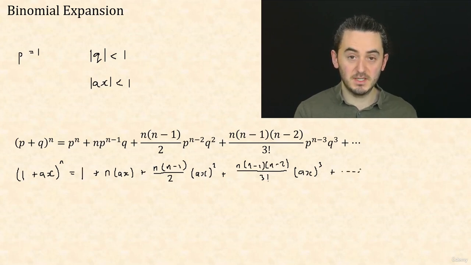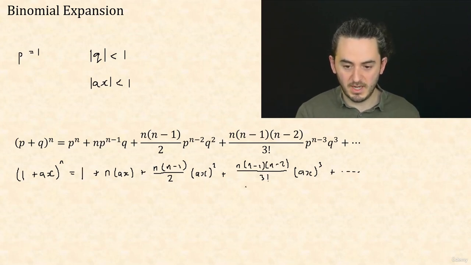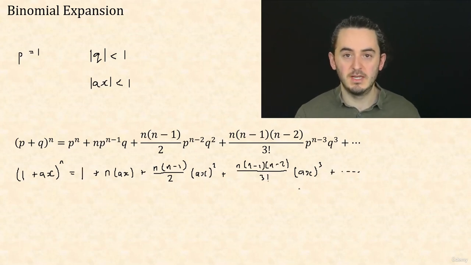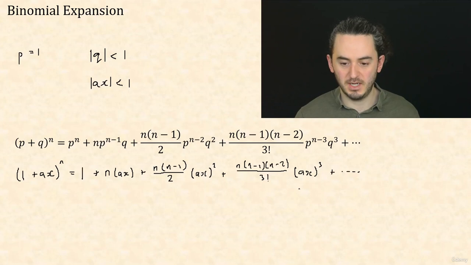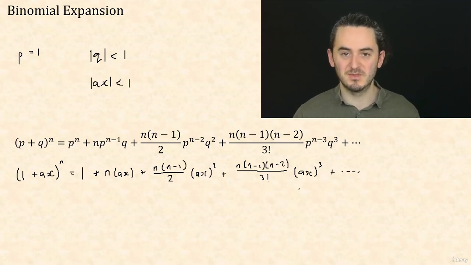So this is an infinite expansion, but because ax is between -1 and 1, these bits just disappear. Okay, these ax cubed, ax to the 4, ax to the 10, they're just going to get smaller and smaller and smaller, and my expansion becomes less and less useful. Okay, so that is the year 13 binomial expansion. In the next video, we're going to see how we can use it. All right, see you there.